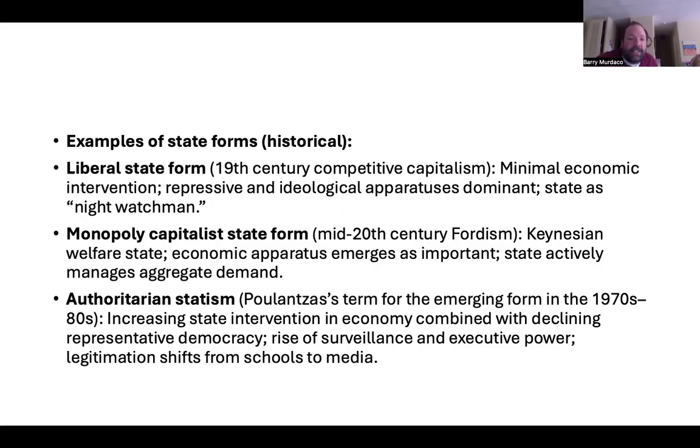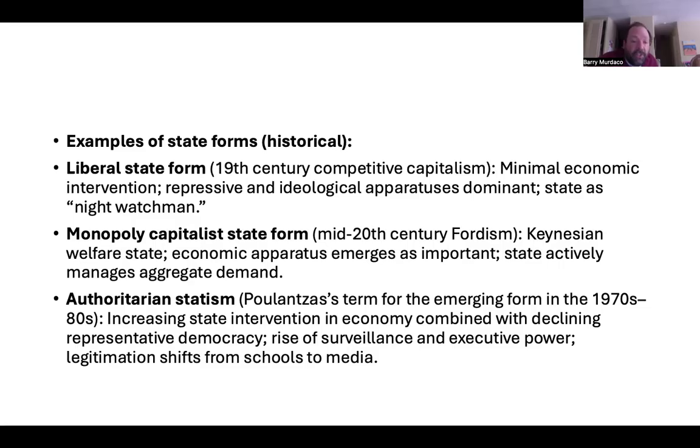We haven't talked about Keynesian economics, but basically that was the economic theorist that more or less devised the rationale for more government intervention in the economy to stimulate consumer demand through various spending policies and things like that. But basically, what we refer to today as the welfare state. Economic apparatus emerges as important. State actively manages aggregate demand, combined demand in the economy.